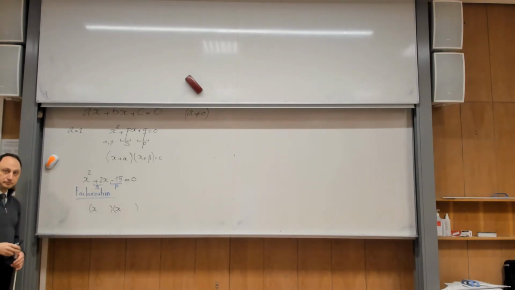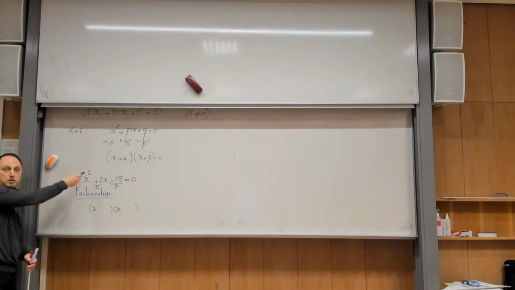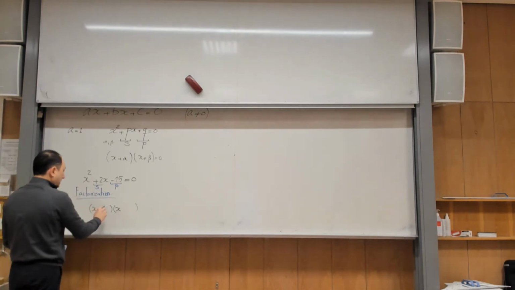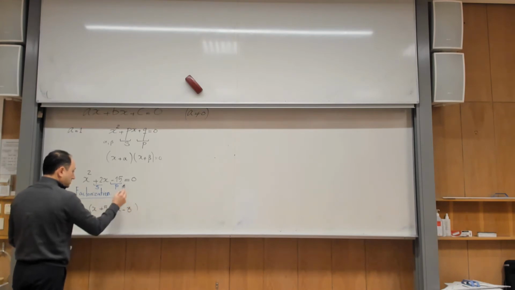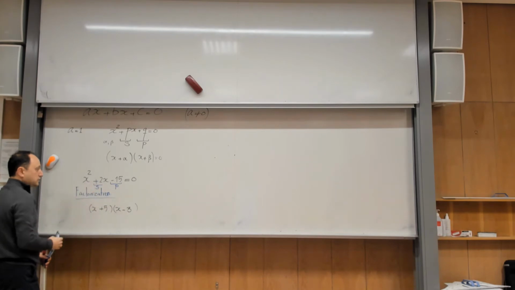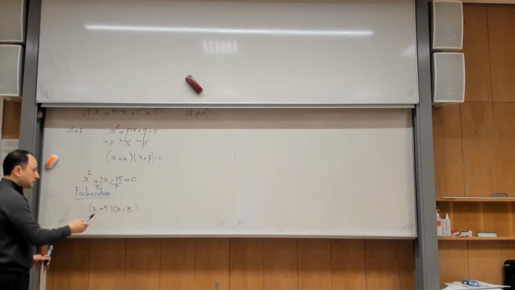Yes, Sergey? 5 and 3. 5 and 3, but the signs should be adjusted, because 5 and 3 doesn't work. If I add 5 and 3, the sum is 8. So it should be positive 5 and negative 3. Why is that? Because if I add 5 to negative 3, it is really positive 2. And if I multiply them, it is indeed negative 15. So this guess is correct.